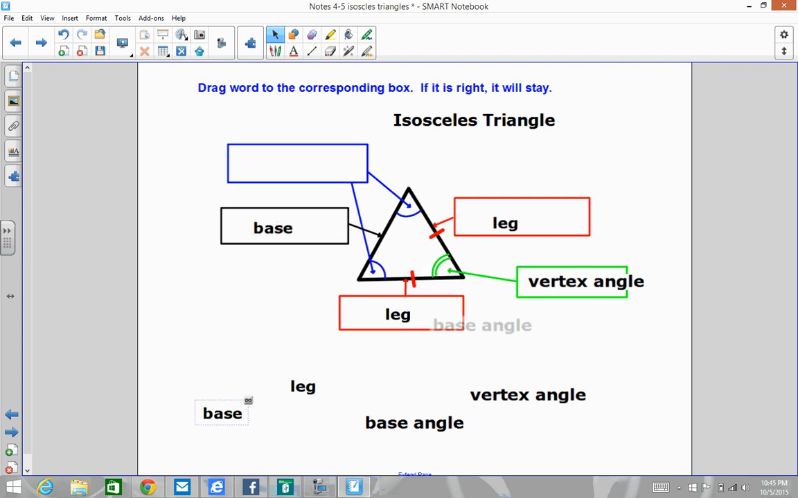And then we have the base angles. The base angles are the angles that are attached to the base. All right. And so the legs are congruent. The vertex angle is the angle created by the two legs, and the base is the third side. Make sure you draw this picture out, record this information, and we'll move on.